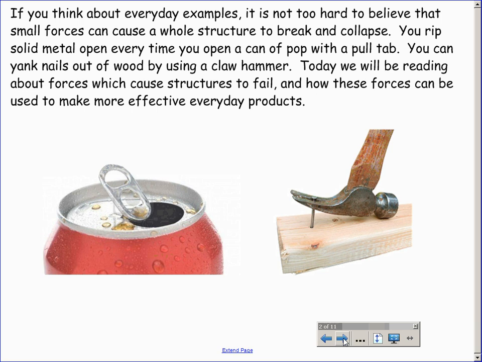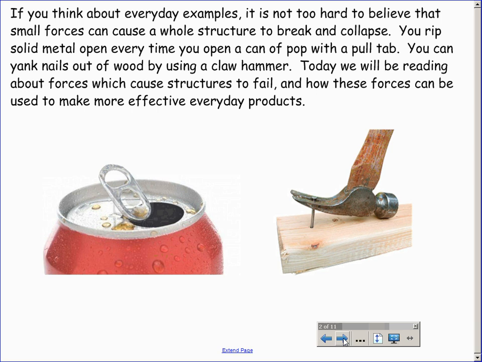If you think about everyday examples, it is not too hard to believe that a small force can cause a whole structure to break and collapse. You rip solid metal open every time you crack that can of Dr Pepper with the pull tab. You yank nails out of wood by using a claw hammer.